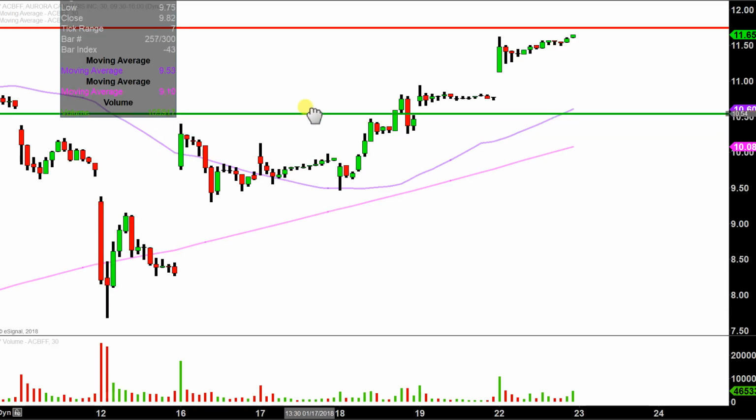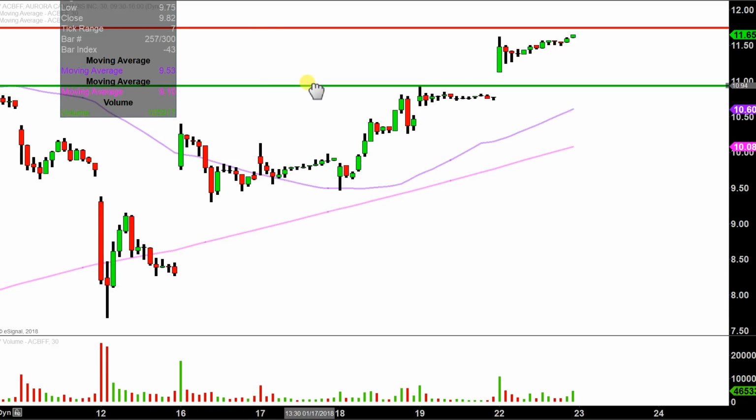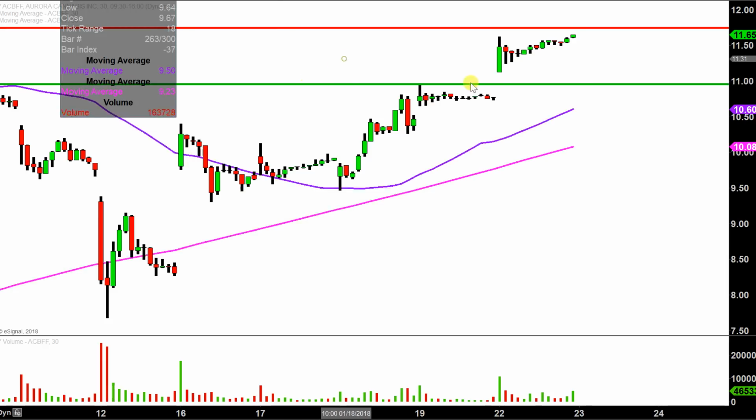The newest area of support, and what I would call the ideal level, is right down here at this breakout point of $11. Meaning if the price can stay up above 11, that would definitely be a huge sign of power going forward. Don't get me wrong, though, if the price does fall below 11, by no means am I saying the entire chart's ruined or anything like that.